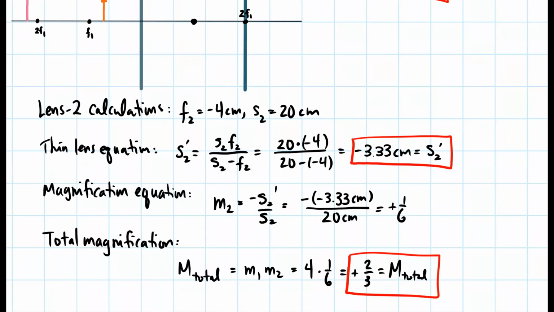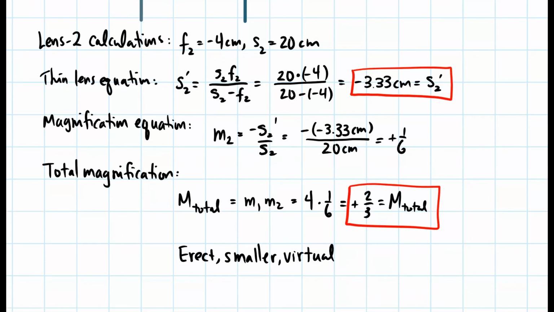Lens 2 calculations show the following. With a focal point of minus 4, an object distance of 20 centimeters, the thin lens equation tells us that the image S2 prime is at minus 3.33 centimeters. It's to the left of the lens. So of course we knew that that was going to be virtual. When I calculate the magnification for M2, we get 1/6. So the total magnification is plus 2/3. The image characteristics are as follows: smaller and virtual.